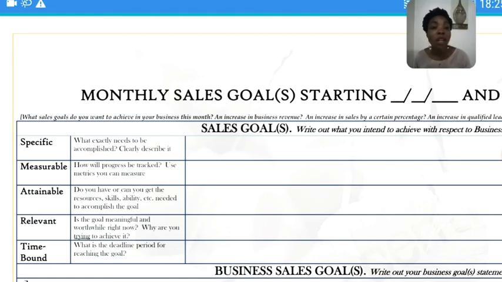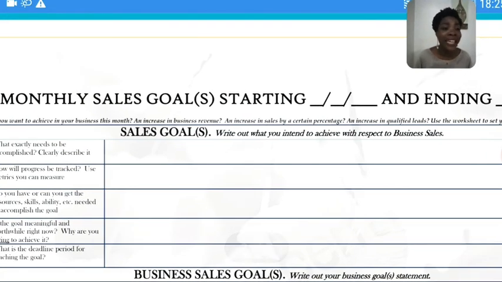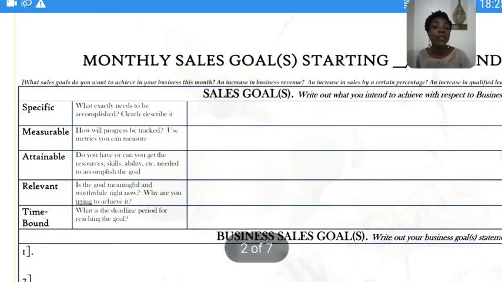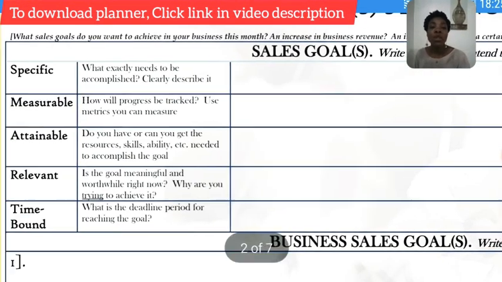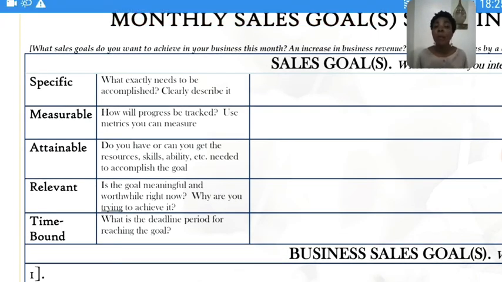Second thing is measurable. How do you intend to measure? Because you want to ensure that you are able to track your progress. So is it an increase in sales by a certain percentage, an increase in qualified leads? Be very clear on exactly how you intend to measure. And the next thing is attainable. Do you have the resources, the skills, the ability that you need to accomplish the goal? Do you need to employ someone? Do you need to have an app in place, for instance? Do you need to put automation in place? Are you sure that this goal is attainable for you? Because if it's not, then the goal is not smart enough.